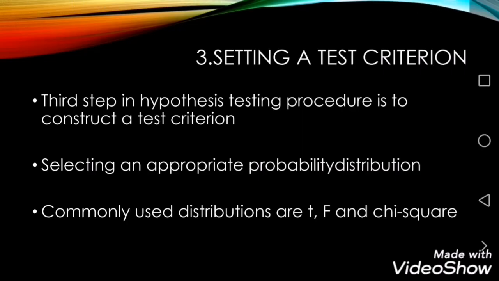The third step in hypothesis testing procedure is to construct a test criterion. This involves selecting an appropriate probability distribution for the particular test, that is, a probability distribution which can properly be applied. Some probability distributions that are commonly used in testing procedures are t, F, and chi-square. Test criteria must employ an appropriate probability distribution.